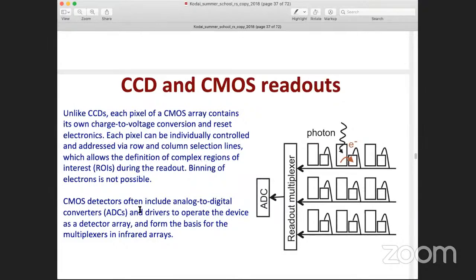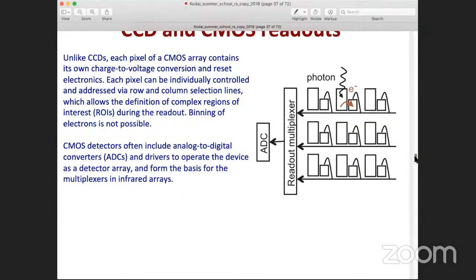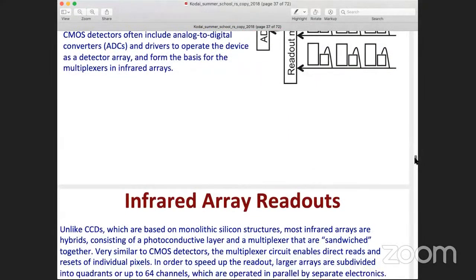Okay, CMOS detectors often include ADC converters and drivers to operate the detector array, and they form the basis for the multiplexer. Basically the point here is that there is a difference in the readout mechanism, because of which, in one case, we can reduce the readout noise and increase the signal to noise ratio.